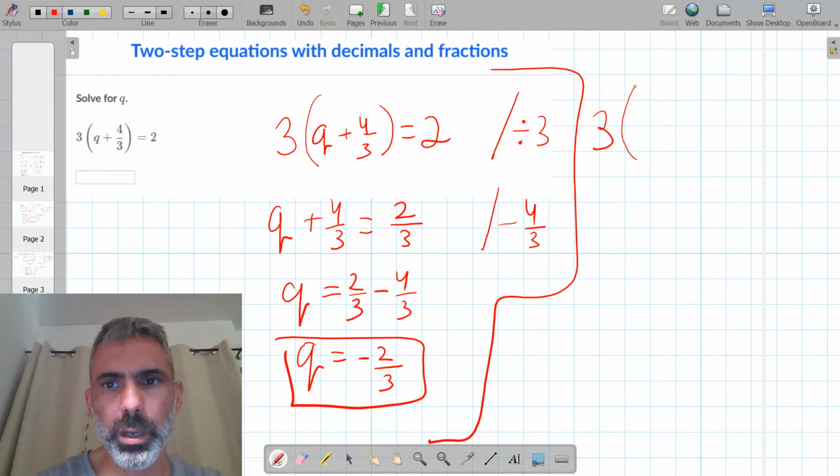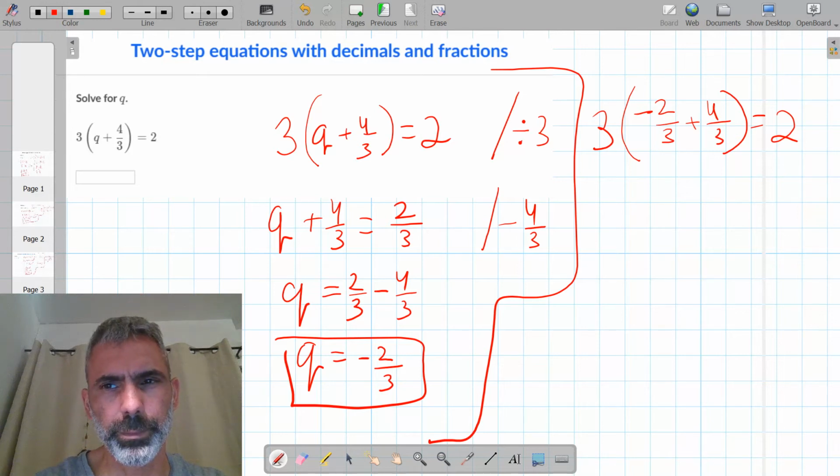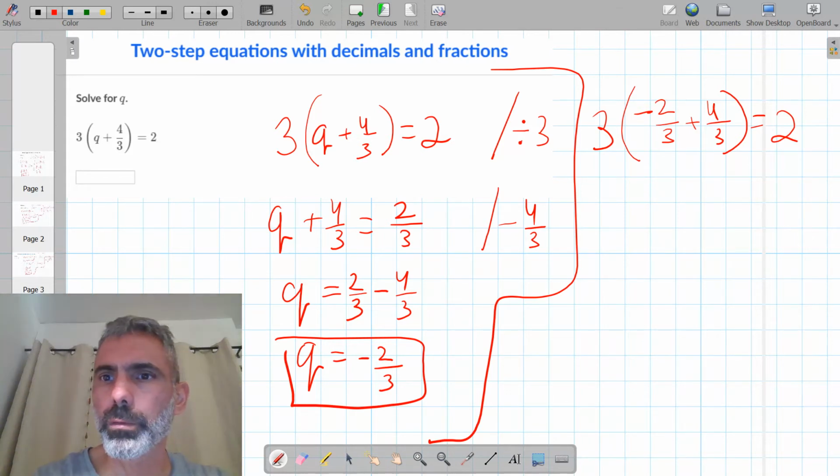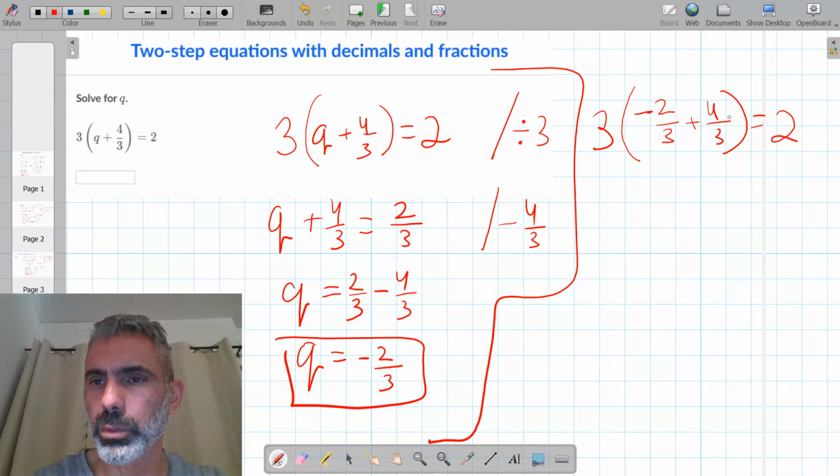So 3 times Q is minus 2 thirds plus 4 thirds equals 2. So within the parentheses, I have 2 thirds, right? Because minus 2 plus 4, one is negative, the other is positive. So the result is the difference between the two. 4 minus 2 is 2. And the result is positive because 4 is greater than 2. So within the parentheses, we have 2 thirds.